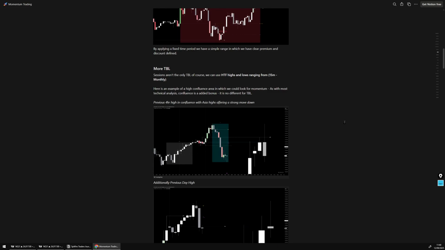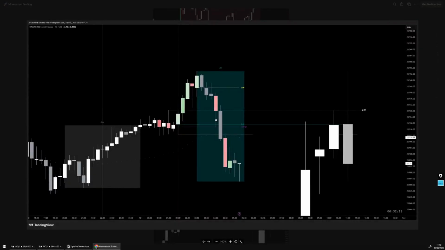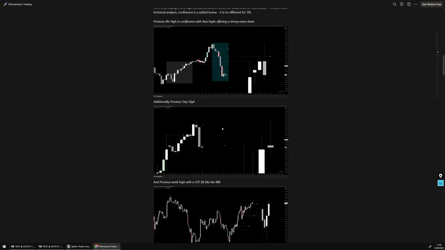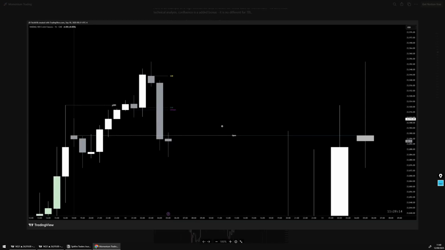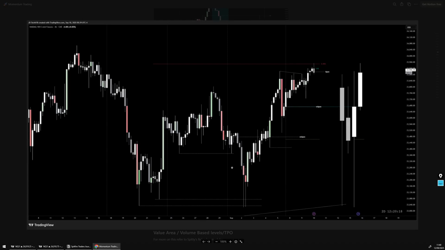All right, so here's an example of a high confluence area in which we look for momentum. As with most technical analysis, confluence is an added bonus, so it's no different for time-based liquidity. So in this example, you can see previous 4-hour high in confluence with Asia highs, and that offers a nice strong move. Funnily enough, that was also the previous day high, and it was also the previous week high, with a big massive high time frame 886.